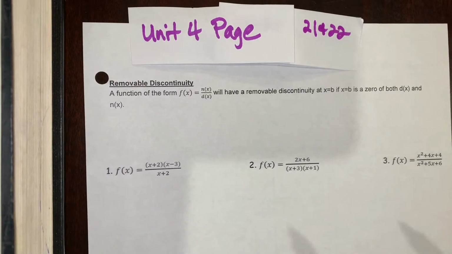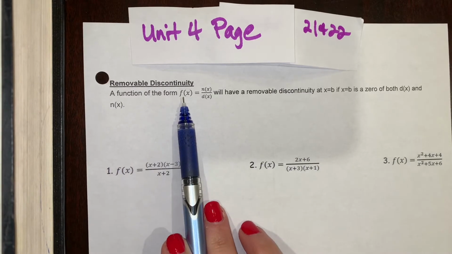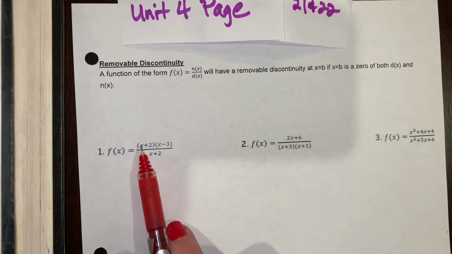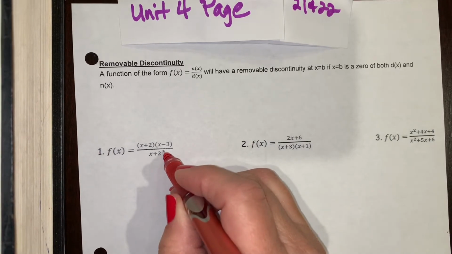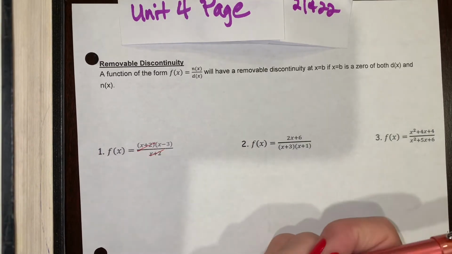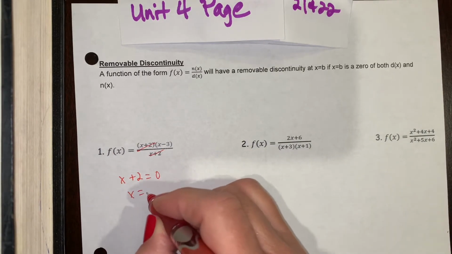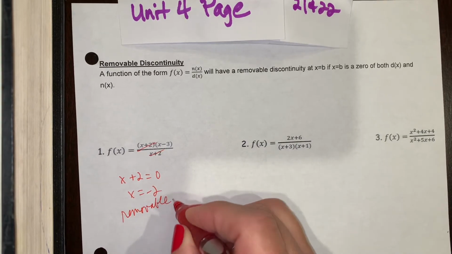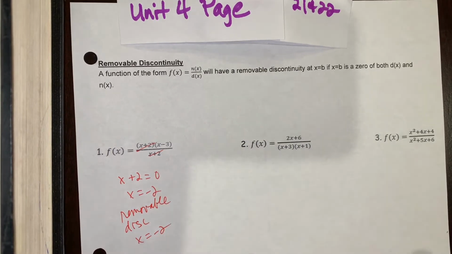All right, this page is going to have a couple new things. It's going to have a concept called the removable discontinuity. And all that is when you're looking at the numerator and denominator, the part that could factor out that you can reduce. So x plus 2 equals 0, x equals negative 2. The removable discontinuity is at x equals negative 2, the part that would cross out.